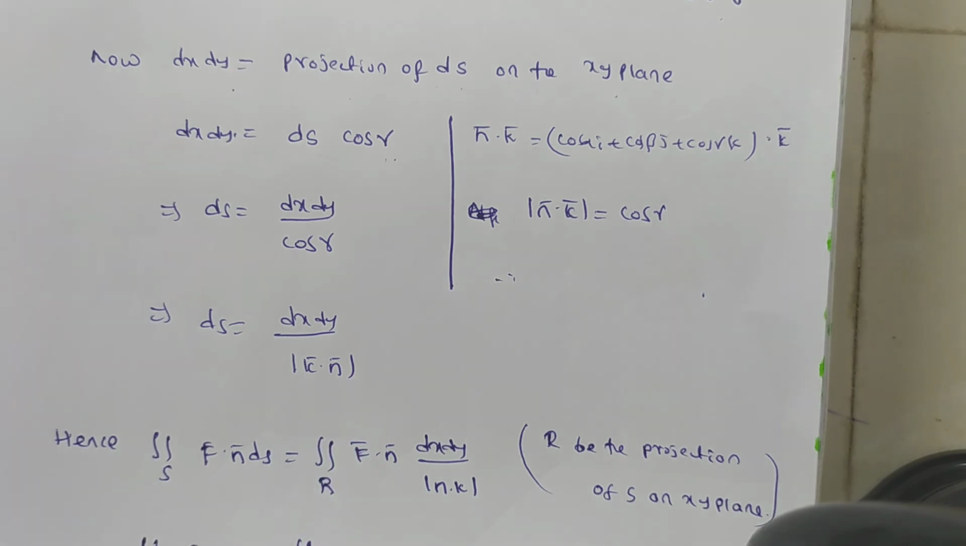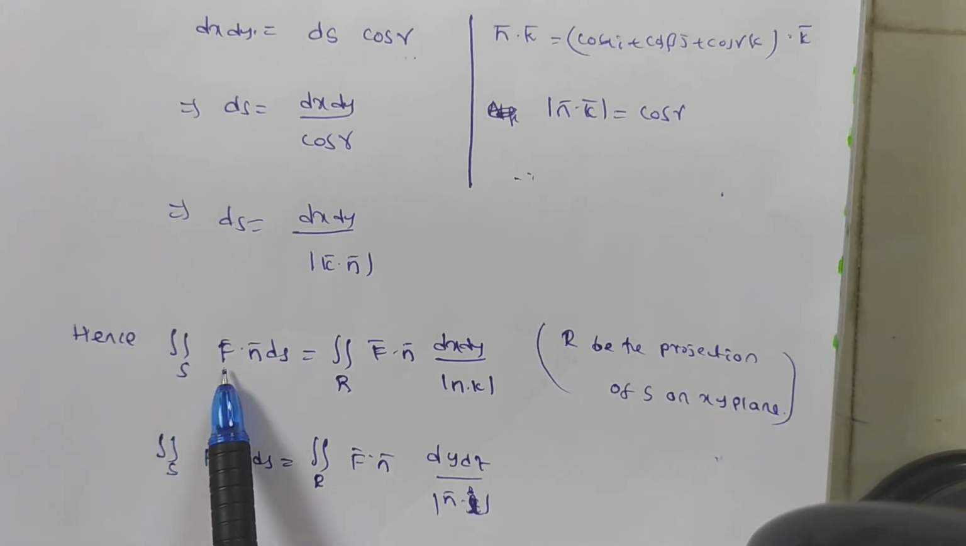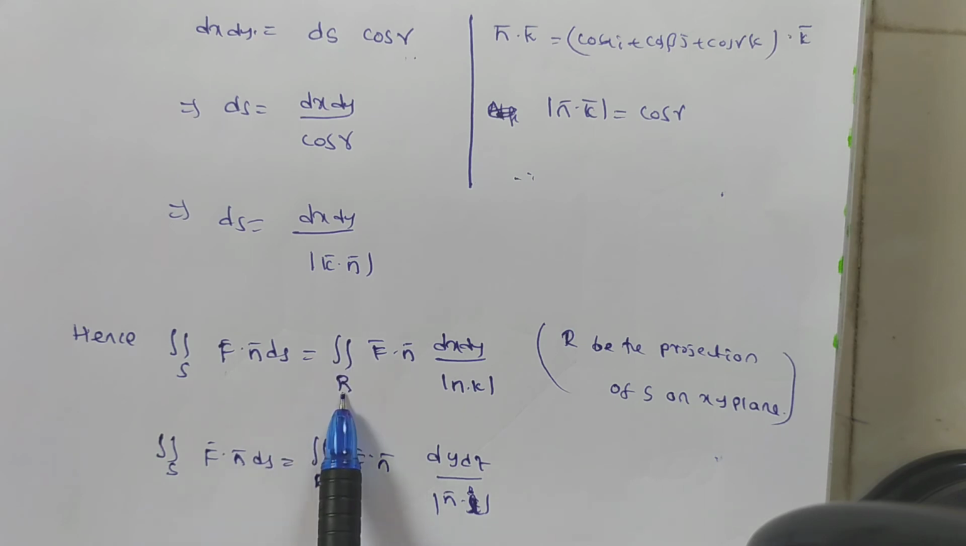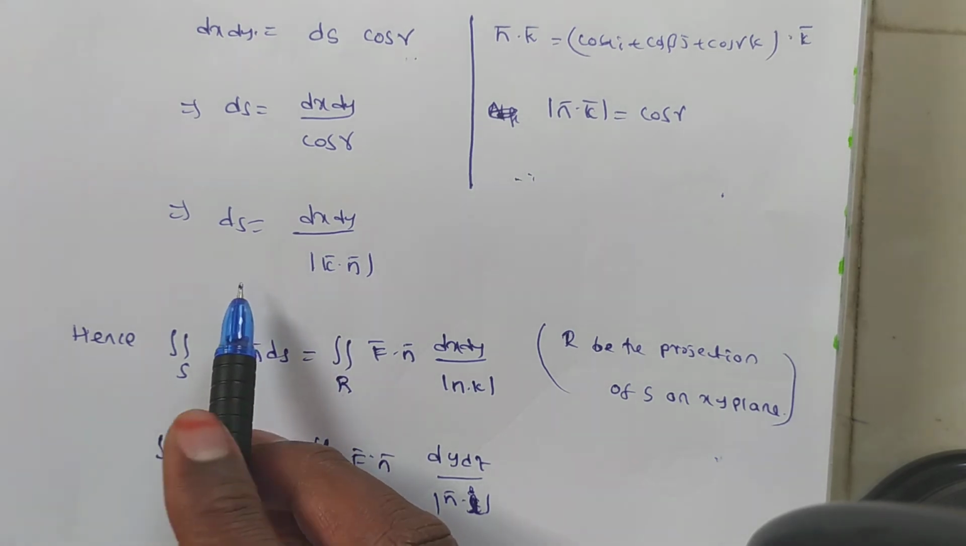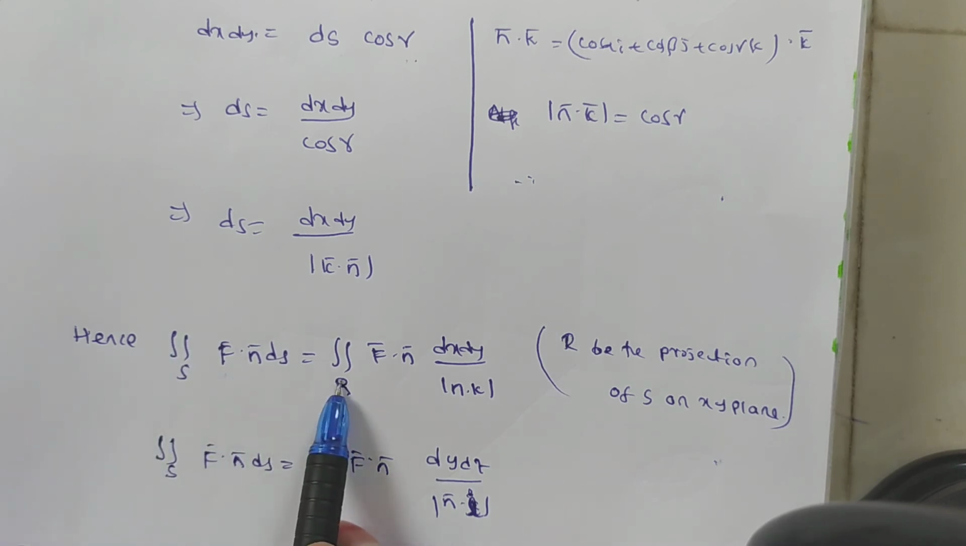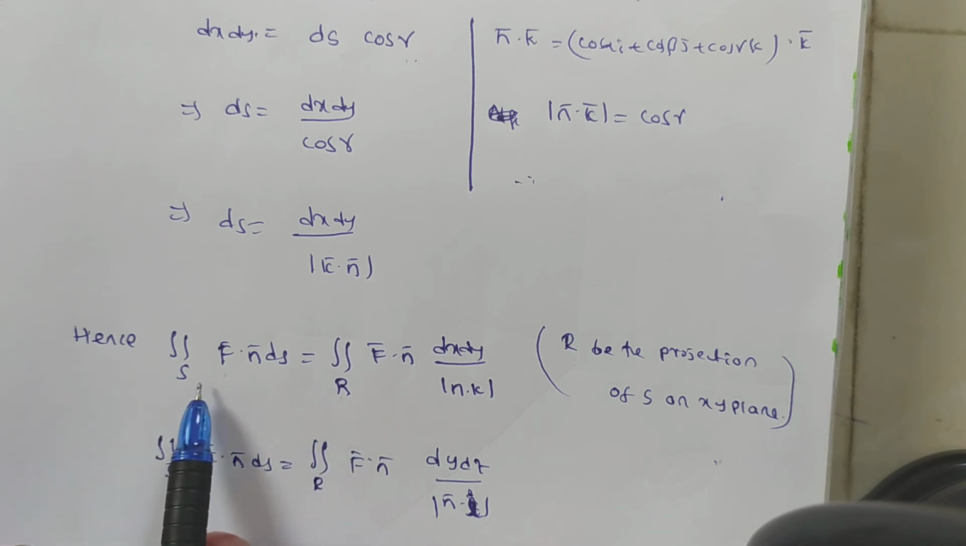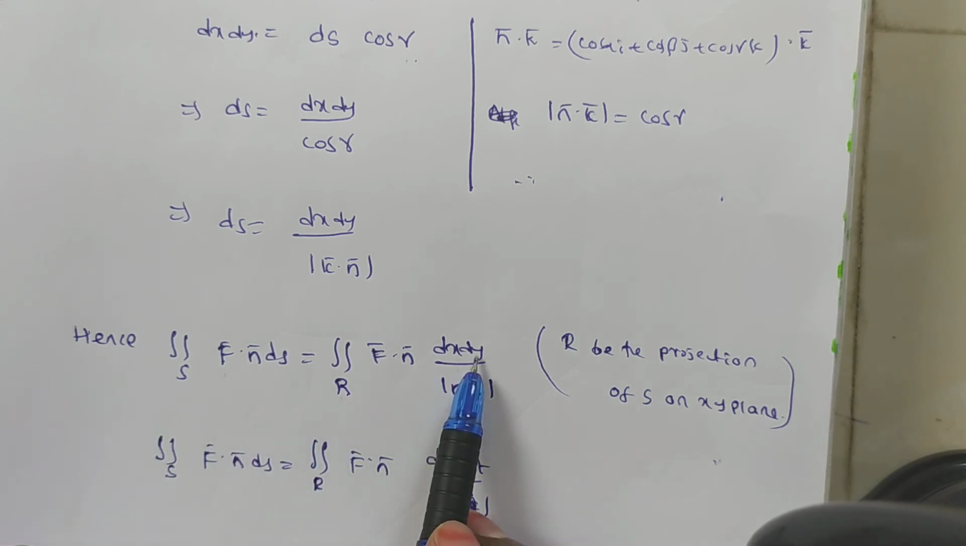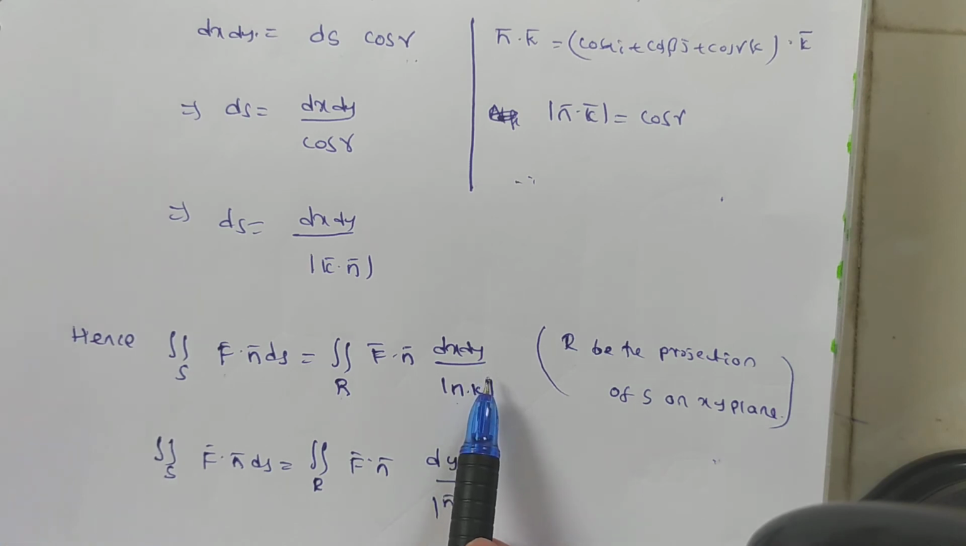That's it. Hence the integral over S of f bar dot n bar dS is equal to the double integral over R. I am repeating, friends: if R is the orthogonal projection on the xy plane, then we have dx dy by n bar dot k, which is the remaining term here. Generally i, j, k we are taking, so for the dx dy plane we take k.